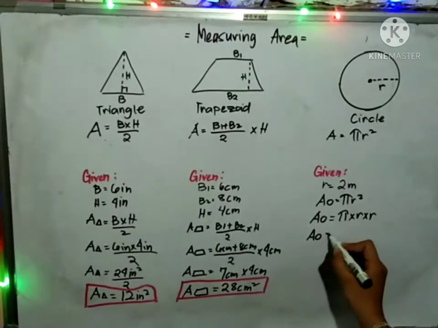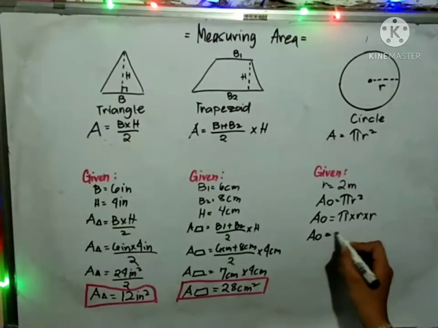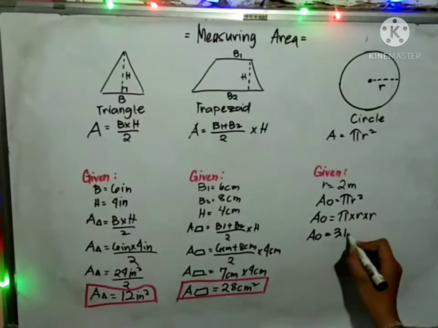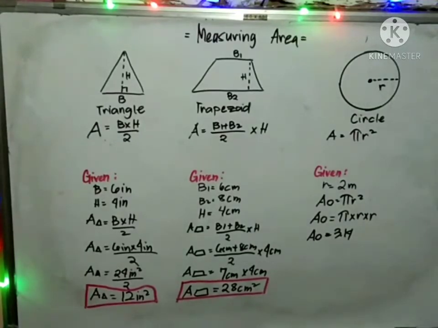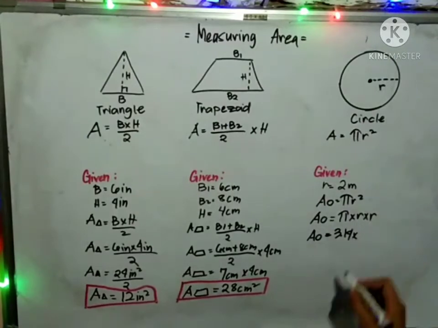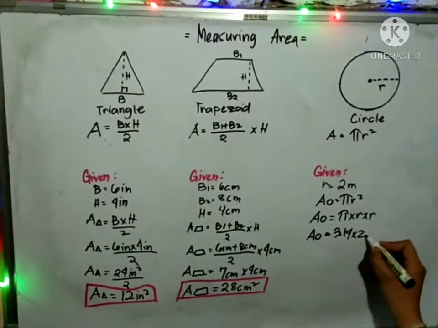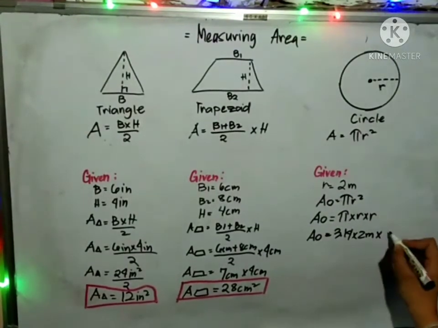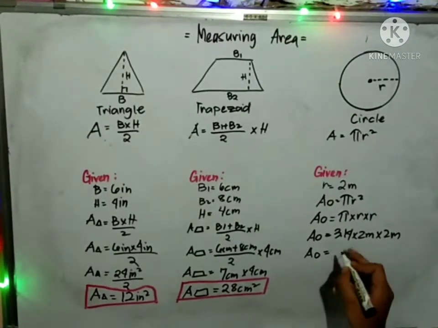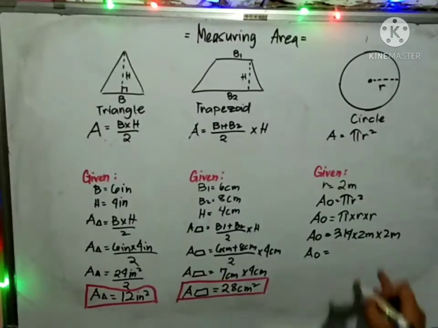Area of circle is equal to, ano nga bang value ng pi? So, pi is equal to 3.14. Hindi po yan magbabago. Ang pi po, ang value niya talaga ay 3.14. So, dito naman tayo, times the value of the r. Ang r natin is 2 meters times r ulit 2 meters. So, area of circle is equal to 3.14 times 2 times 2.